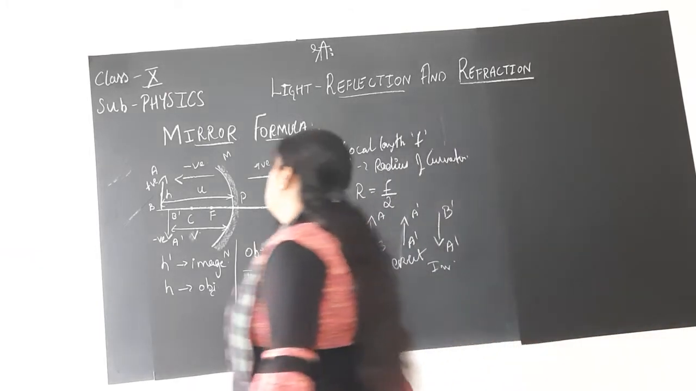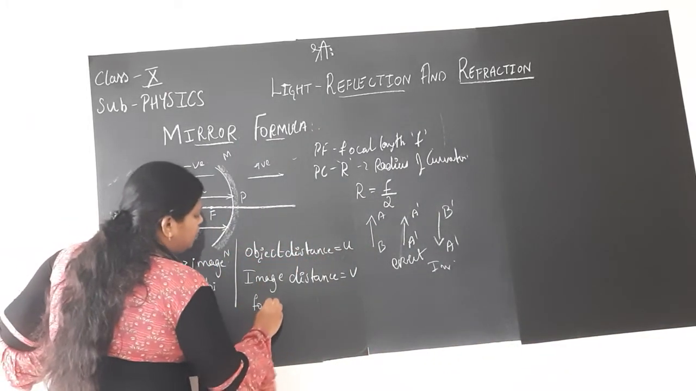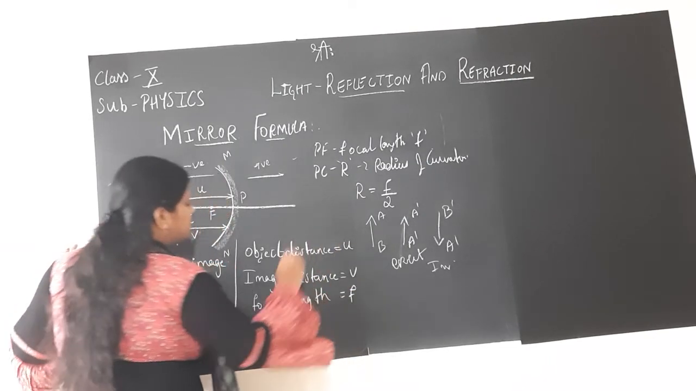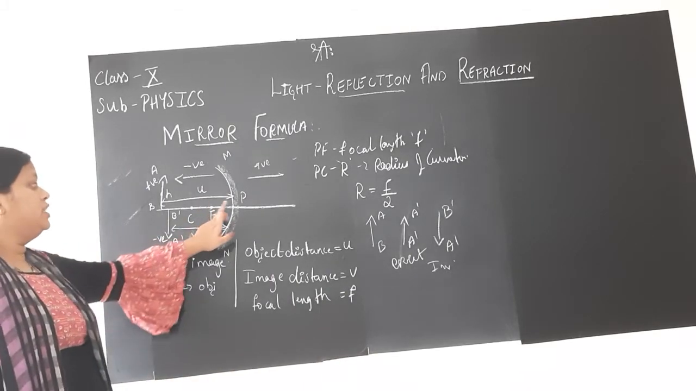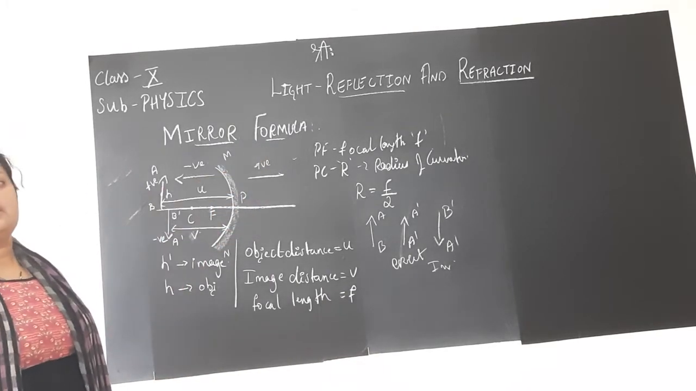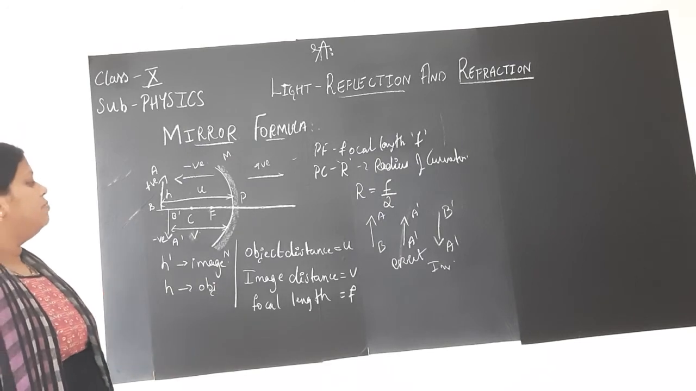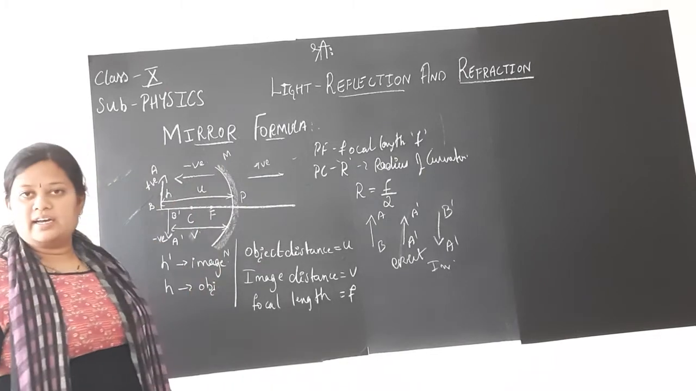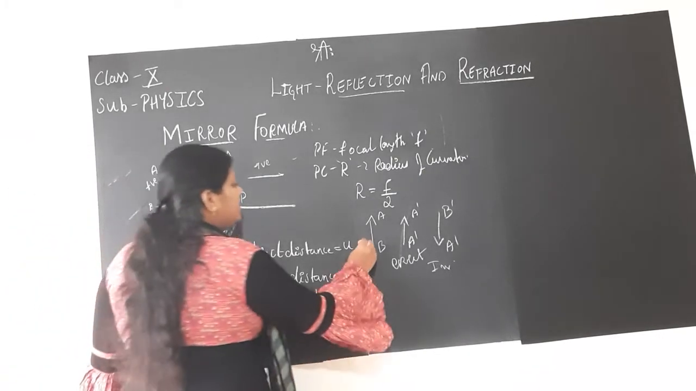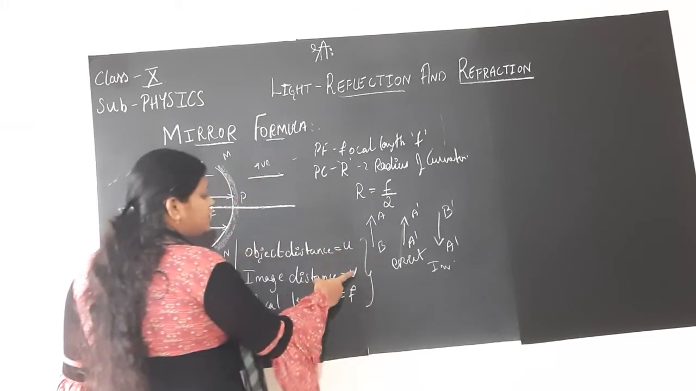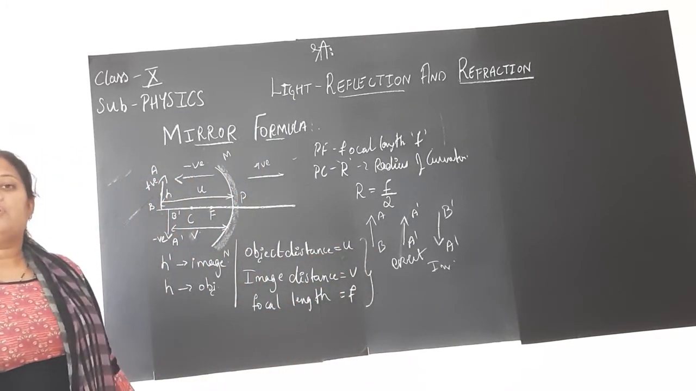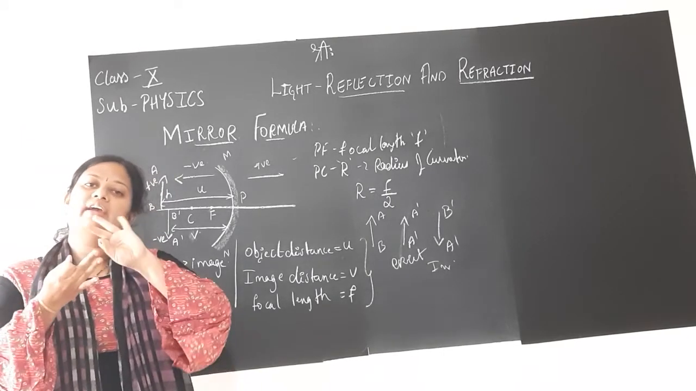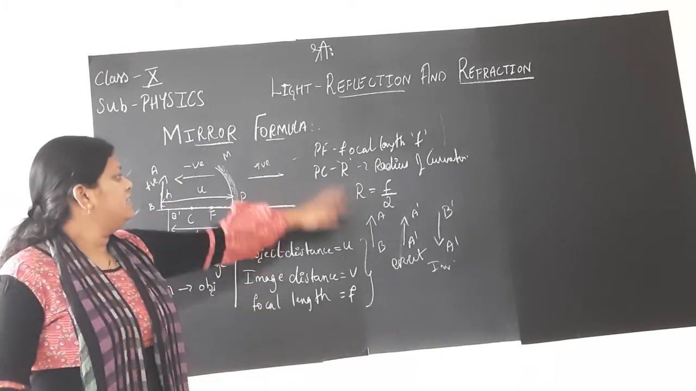Children, we already know what is focal length. The distance from pole to the principal focus of the mirror is called the focal length. Pole to the principal focus, PF, is the focal length of the mirror, and it is represented by small letter f. What is this mirror formula, children? It is giving the relationship between the object distance, image distance and focal length of the mirror. So mirror formula will be in terms of u, v and f. Clear? I will erase this part of the board.